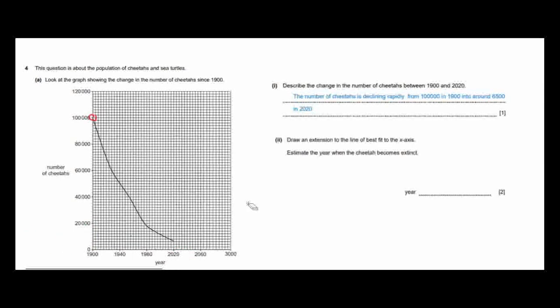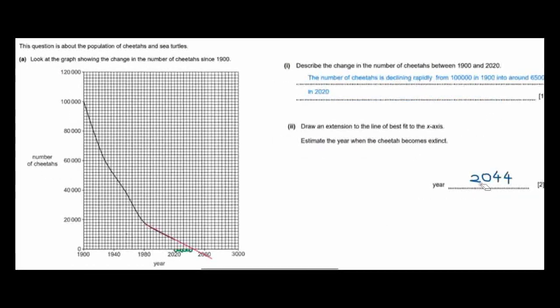You've got 10 seconds from now to figure out how to draw the extension line, right? 10, 9, 8, 7, 6, 5, 4, 3, 2, 1. Right, let's open up the answer. It's about 2040. So we draw an extension line here. Just continue this line as it declines, and it will cut the x-axis here. That will be around 2044.